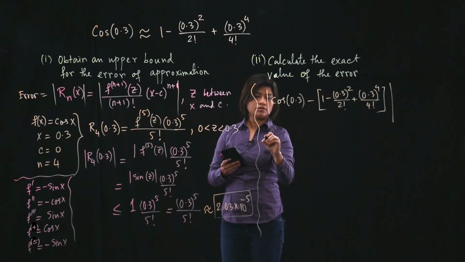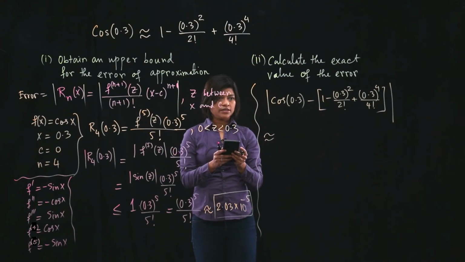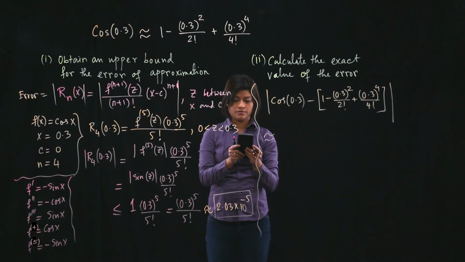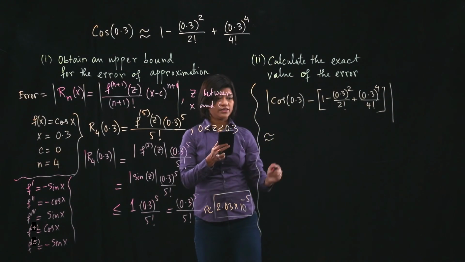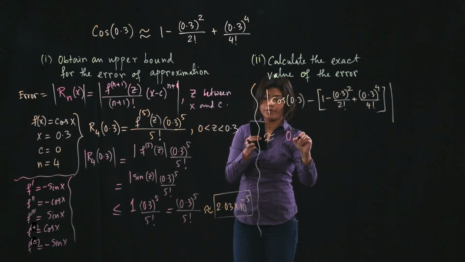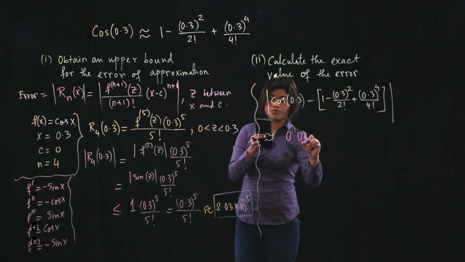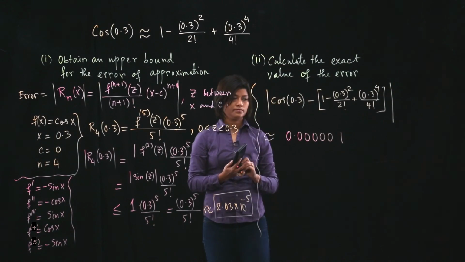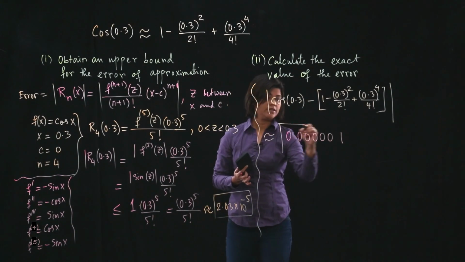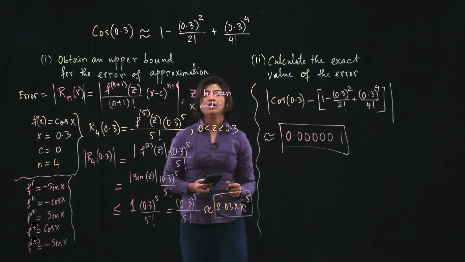Let's plug it into our graphing utility again. The answer is 0.000001. So this is the exact value of the error.